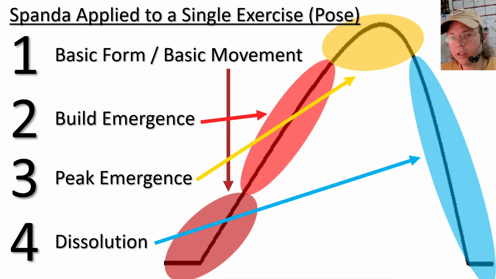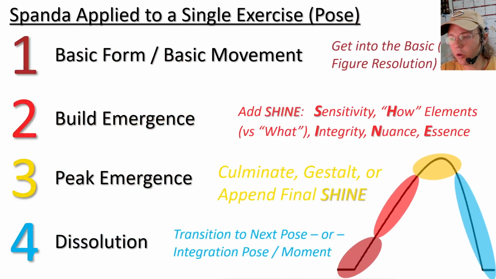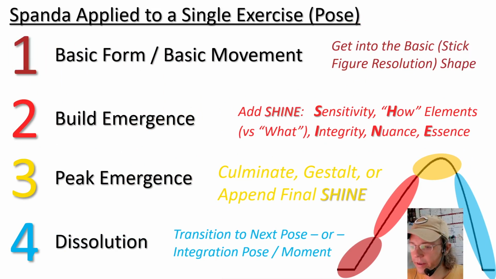So what does that look like on closer inspection in a single pose? Well, upon closer inspection, we have these 4 parts. The 4 parts are, 1, getting into the basic form or setting the basic movement. This is just getting into what we call the stick figure resolution of the shape of the pose.